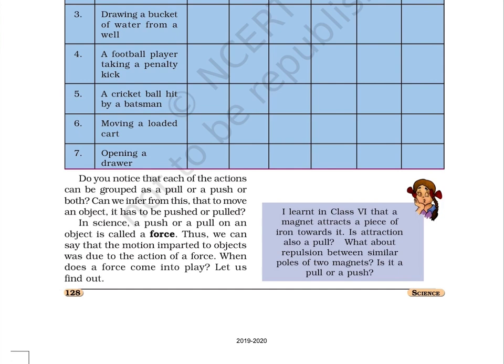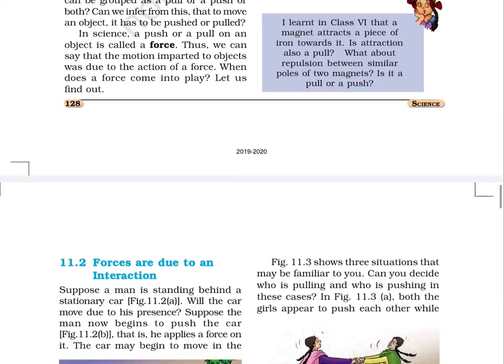Paheli has an interesting question. I learnt in class 6 that a magnet attracts a piece of iron towards it. Is attraction also a pull? What about a repulsion between similar poles of two magnets? Is it a pull or a push?